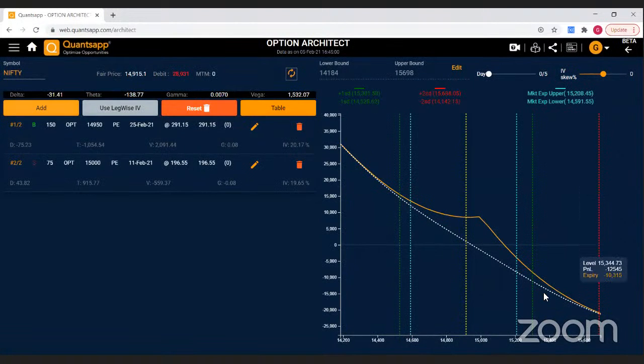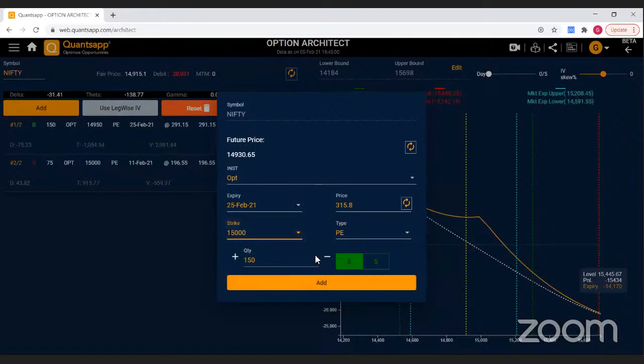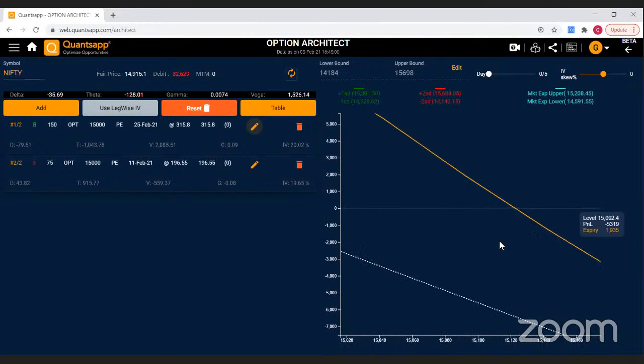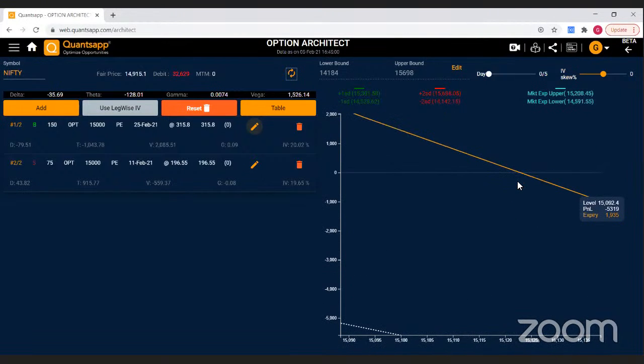So you can see the payoff graph of yours. If someone buys 15,000 PE for the 25th expiry 2 lots, and sold 15,000 PE of the near expiry, this is how your payoff is going to be. You can see your break even point is coming on the level of, so you can see how easy it is to look into the break even point.